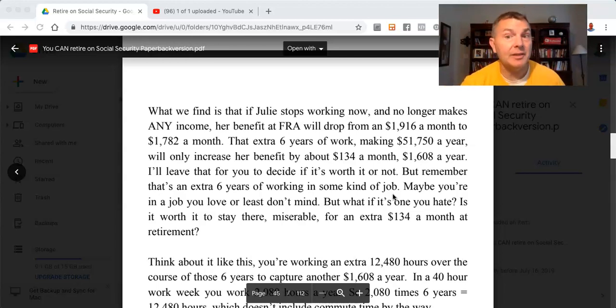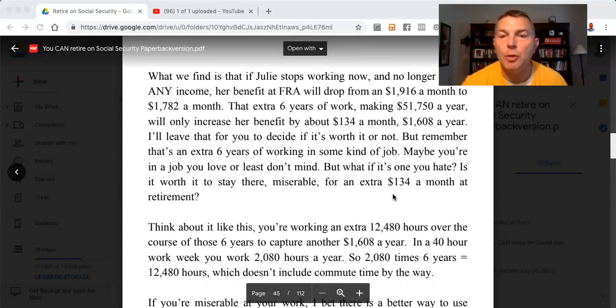That extra 6 years of work, making $51,750 a year, will only increase her benefit by about $134 a month, $1,608 a year. I leave that for you to decide if it's worth it or not. But remember, that's an extra 6 years of working in some kind of job. Maybe you're in a job you love or at least don't mind. But what if it's one you hate? Is it worth it to stay there miserable for an extra $134 a month at retirement?